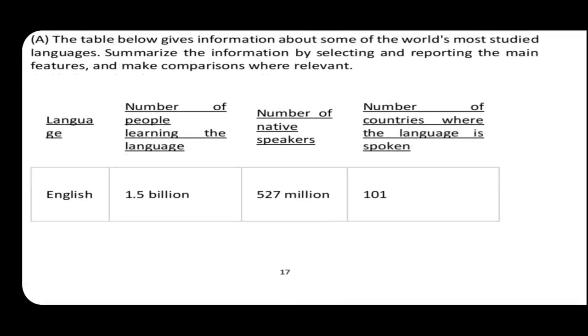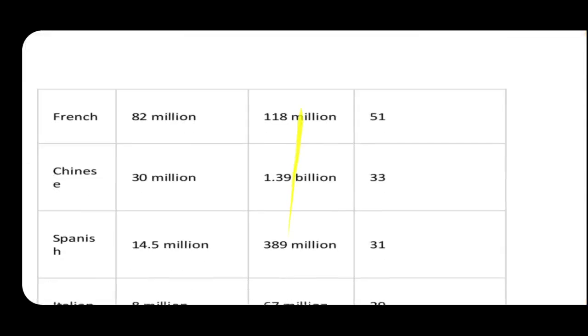Next is this table. The table below gives information about some of the world's most studied languages. Summarize the information by selecting and reporting the main features and make comparisons where relevant. So there are languages in the first column, number of people learning the language, number of native speakers. Native speakers means the speakers of that language who are living in that particular country. Number of countries where the language is spoken, number of other countries where the language is spoken. So all these data are given.